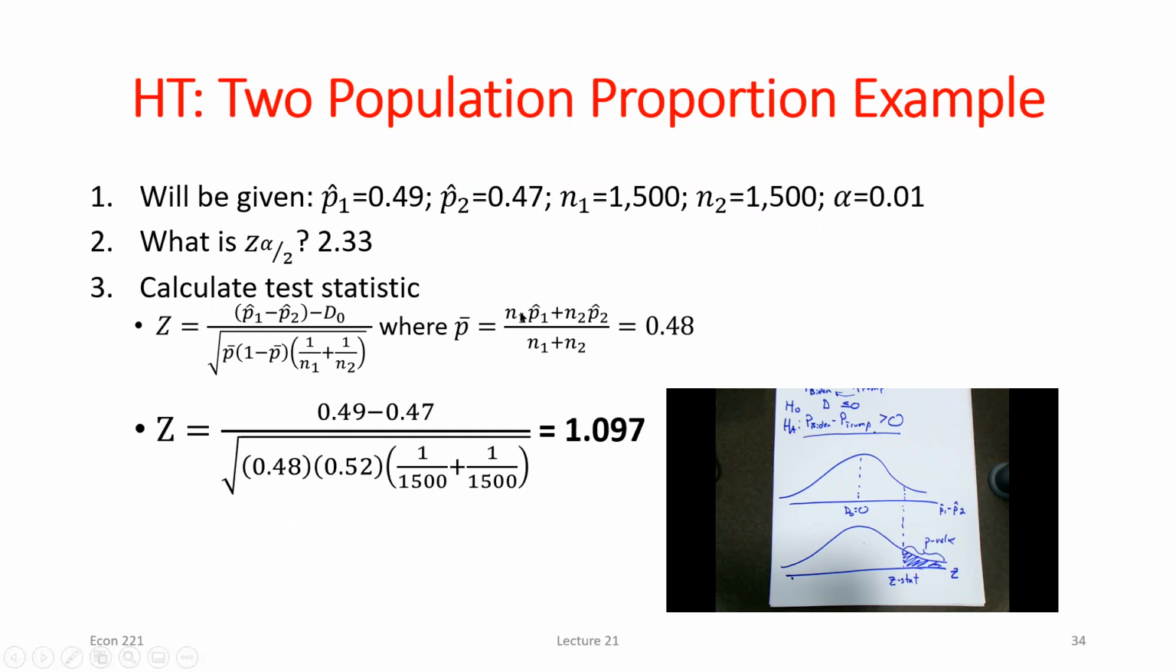I didn't have those written in there, but all I'm doing is plugging in my sample proportions. And my sample size for both groups is the same here, so that makes this a little bit easier. Once I have P bar, I can plug that into my equation. I plug in my sample sizes, and I plug in my two sample proportions. My assumed true difference is always 0 in these examples, so that makes that easy. And I come up with a test statistic of 1.097. So this part is really just a matter of computation.